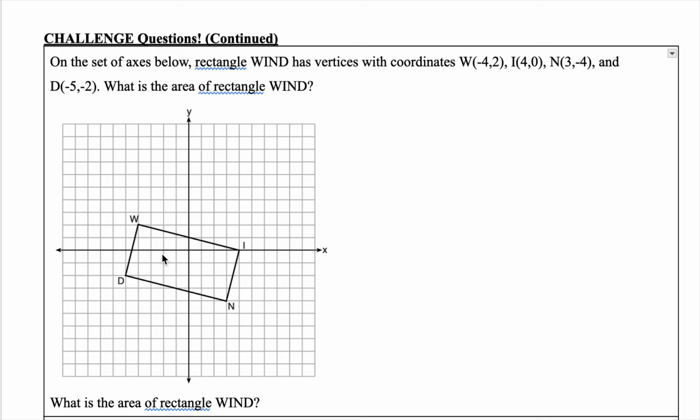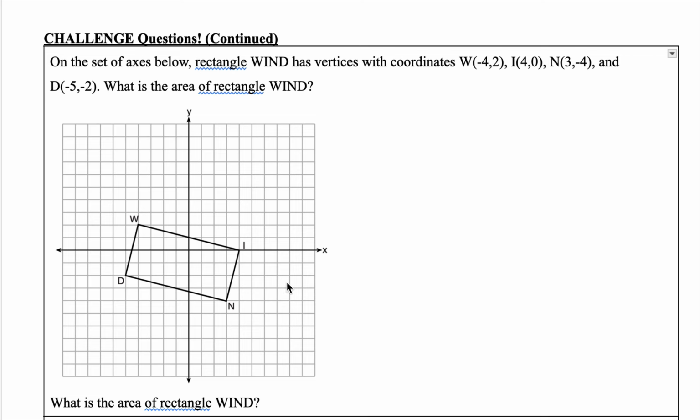Length times width. It's not going to be easy to find your length and your width right off the bat because the line segments are diagonals. So I can't just count the line segments. I could do one thing, which might be easier than what I'm going to show you, which is just use a distance formula to find the distance of the width, the distance of the length, and then you know area is equal to length times width.